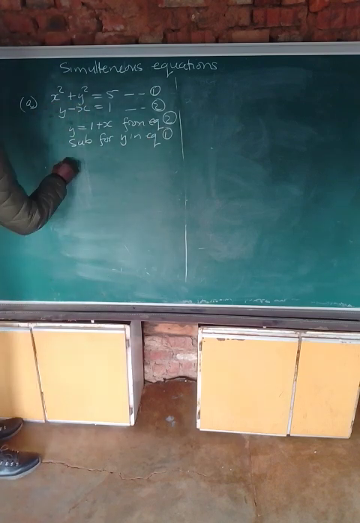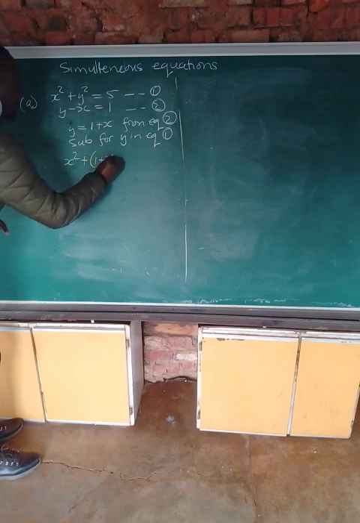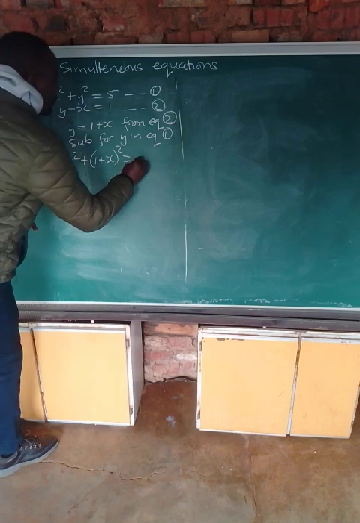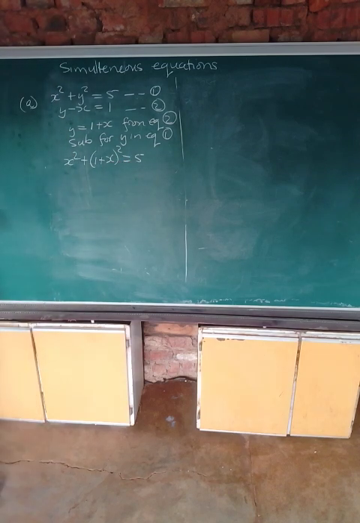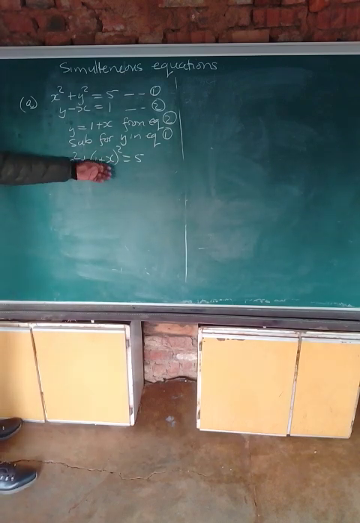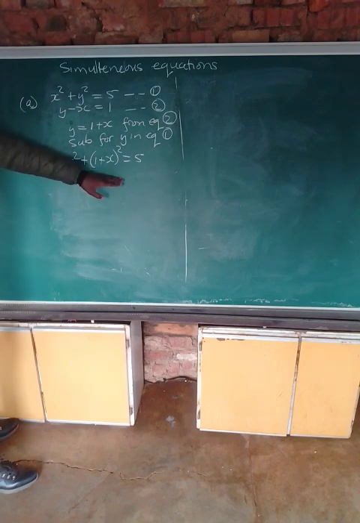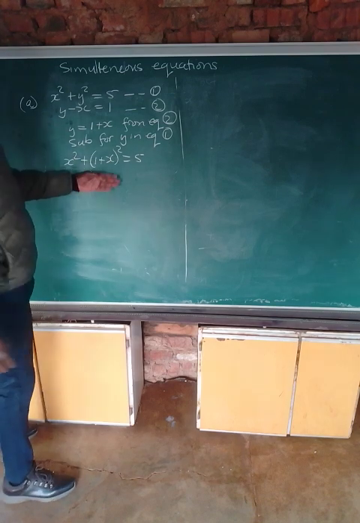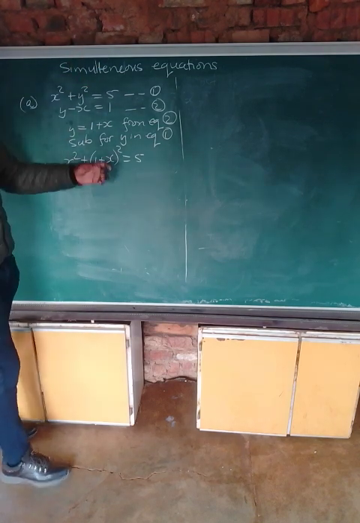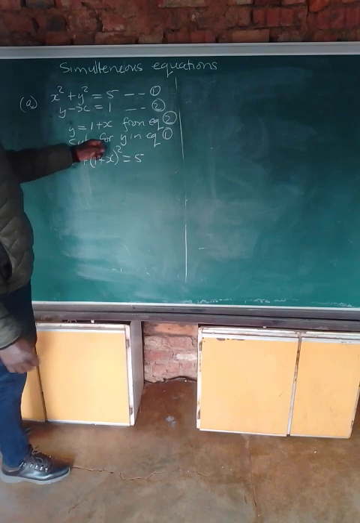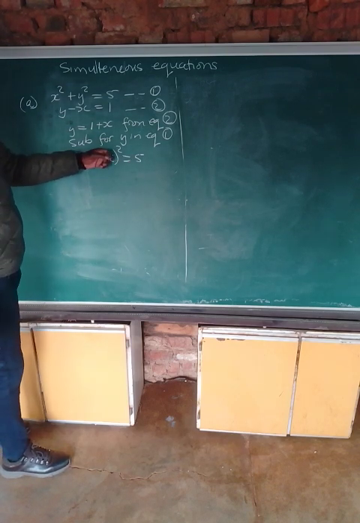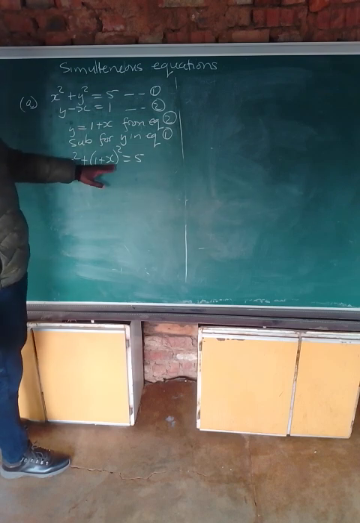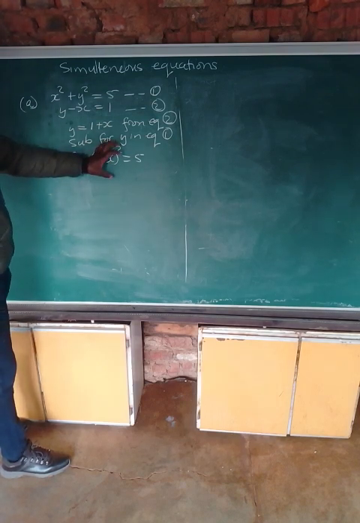So in equation 1, it's like this. This is x squared plus (1 plus x) squared is equal to 5. Like this. So now we need to expand this bracket. So now we want to use the simple method here. For those who are doing higher levels, we need to use Pascal's triangle. But for now, we just want to expand it easily.